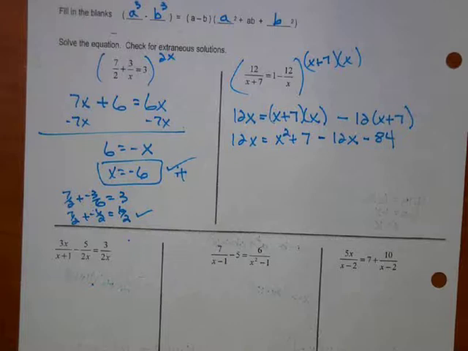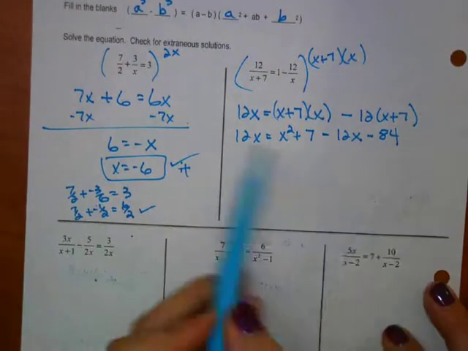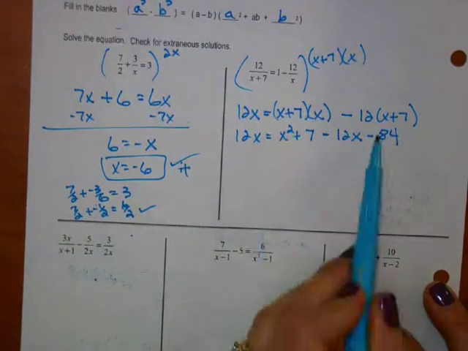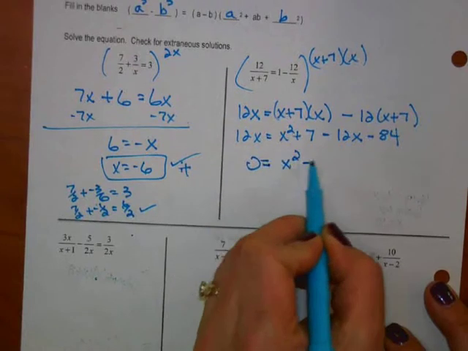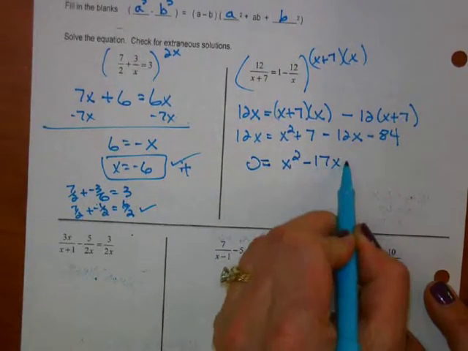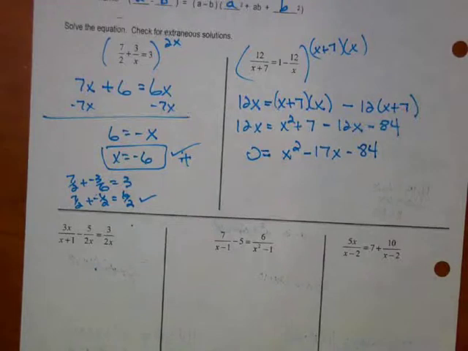And then you continue the process to solve a quadratic equation. You have to have it set equal to 0. So I'm going to combine some stuff and bring 12x over, and it ends up looking like this. So I combined stuff and I brought 12x over.